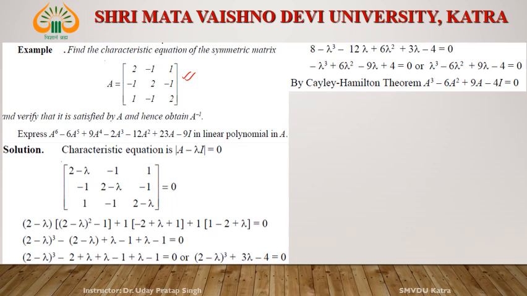First evaluate the characteristic equation. What is the characteristic equation? Determinant of A minus lambda I equal to 0. Subtract lambda from the principal diagonal entries, 2 minus lambda, 2 minus lambda, 2 minus lambda, and evaluate the determinant of this. Solve it carefully. See, the determinant of this is this one.